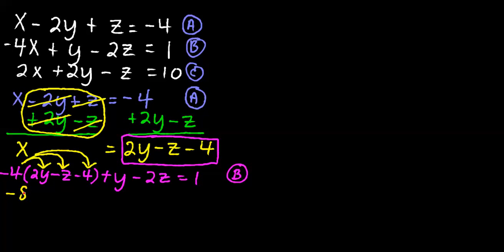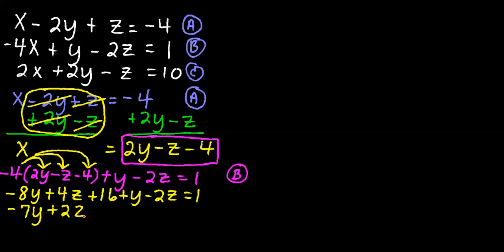So I'm going to end up with negative 8y and a positive 4z. Negative 4 times negative 4 is going to be plus 16. And I've got plus y minus 2z, all still equal to 1. I'm going to combine my like terms, so my negative 8y and my plus 1y give me negative 7y. My 4z and my minus 2z give me plus 2z. And then I've got this plus 16 over here. I'm going to subtract 16 from both sides, so that I end up with negative 15 instead of 1.